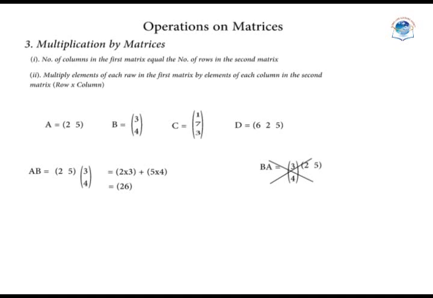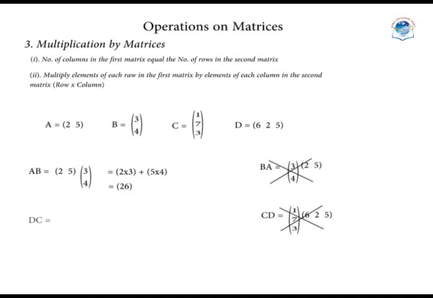How about C and D? Which one is possible? C times D or D times C? If we try C times D, we've said that the number of columns in the first matrix must be equal to the number of rows in the second matrix. C has one column and D has one row, so that satisfies the first requirement. But then we cannot multiply column times row. We have to do row times column, and so C times D is not possible.